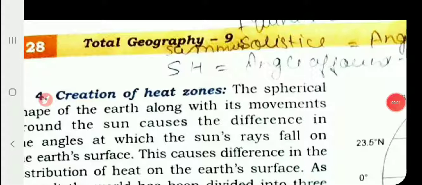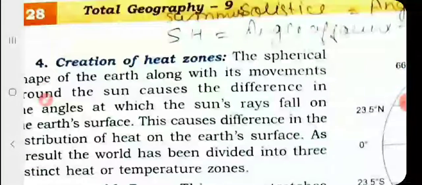Good morning, students. In the previous class, we were discussing the revolution of the Earth, and we saw the characteristics of revolution. We also saw the effects of revolution, mainly seasonal changes, inclination of the Earth's axis, and the perihelion and aphelion positions of the Earth.